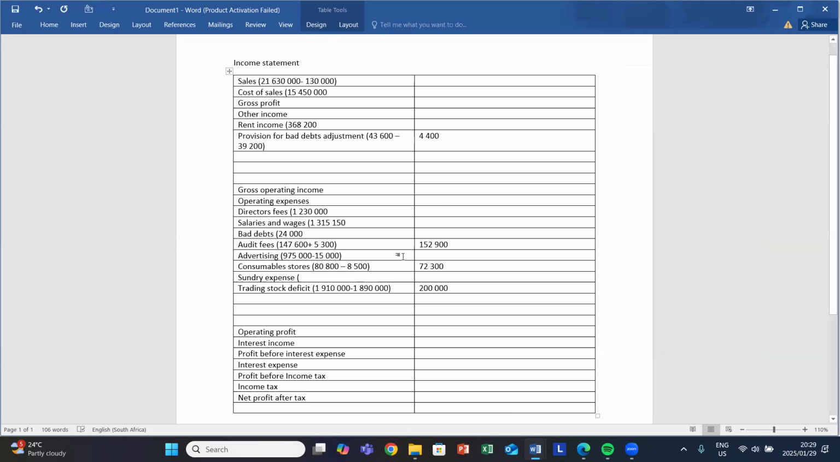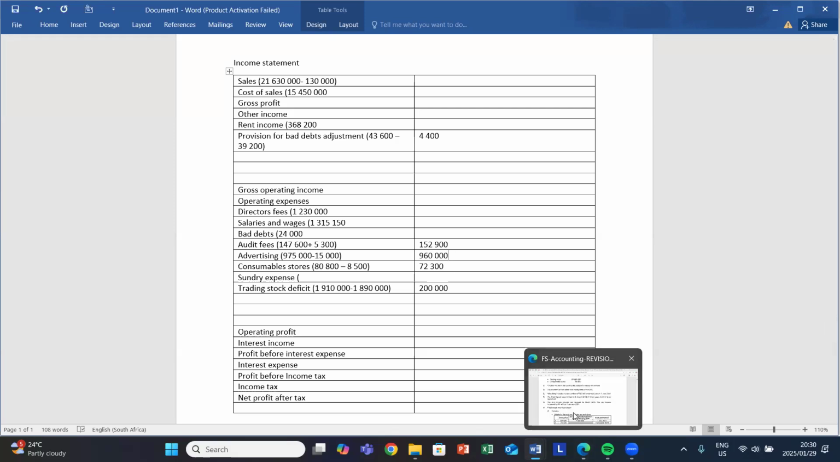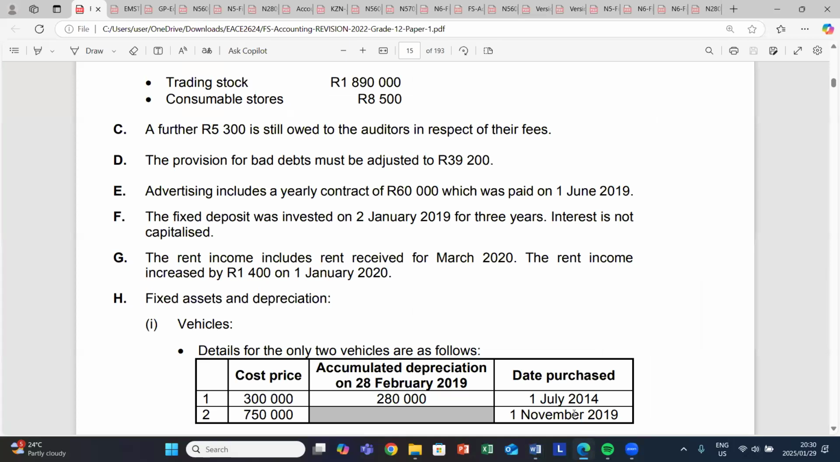Are we good with advertising? Everything is clear. Okay, we'll say 975 minus 15,000, in which I think we'll get 960 as our advertising. If we are good, I think we can go to the next transaction, which talks about fixed deposit, since both of us are good.